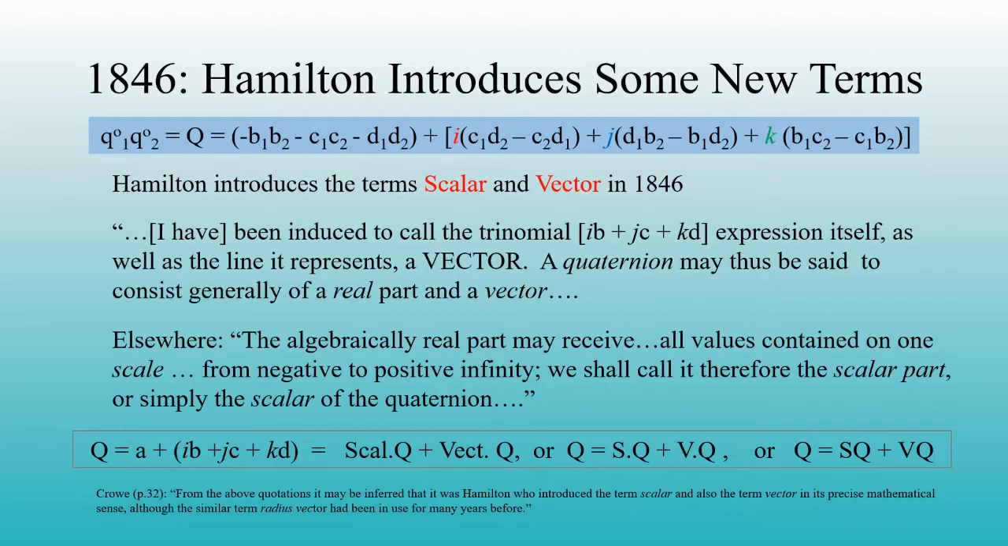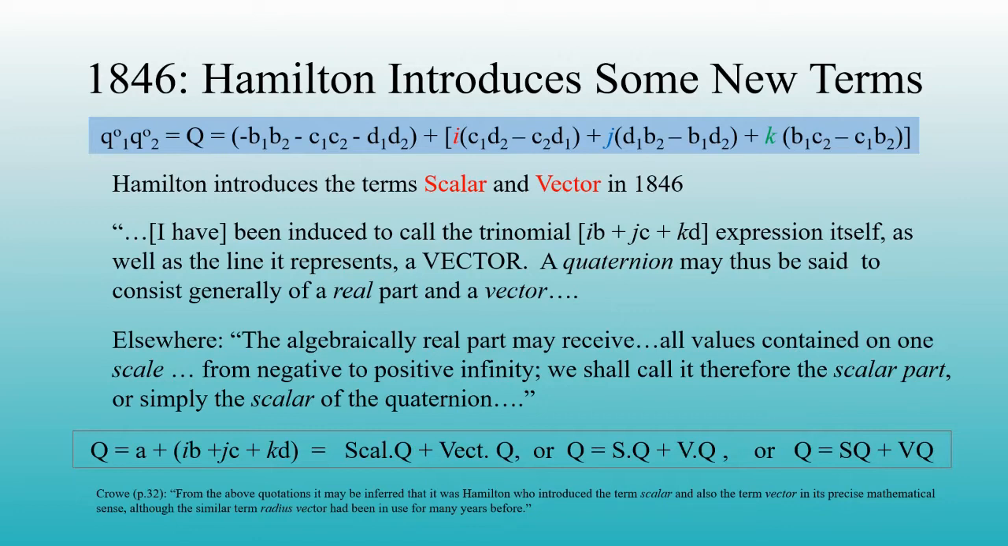And then elsewhere, "the algebraically real part may receive all the values contained on one scale from negative to positive infinity. We shall call it, therefore, the scalar part, or simply the scalar of the quaternion." He then goes on to express his capital Q in terms of the sum of the scalar and vector components, which he writes as scalar Q plus vector Q, or S dot Q plus V dot Q, or just SQ plus VQ. How much of this is due to his metaphysical interest in the algebra of pure time and the 3 real dimensions, I don't know, but I suspect that it was probably some.